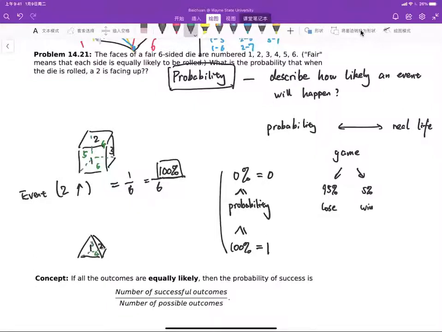Is it a fair die? Yes, it's a fair die. Oh, then 1/4. Good. So in that case, that will be 1/4.